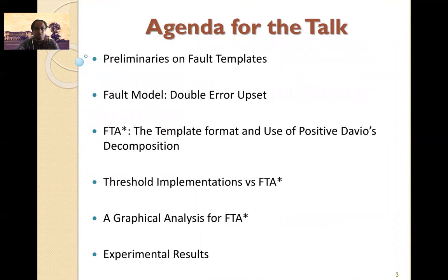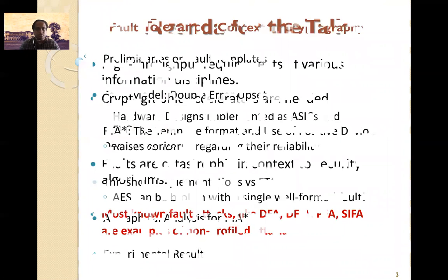I will be starting with preliminaries on fault template attacks and then discuss the double error upset, which is a fault model that we use in the attack FTA star. I will be introducing the positive Davio decomposition technique that we use in this attack. I will talk about threshold implementations versus FTA star, and a graphical interpretation of FTA star, and conclude my talk with some experimental results.